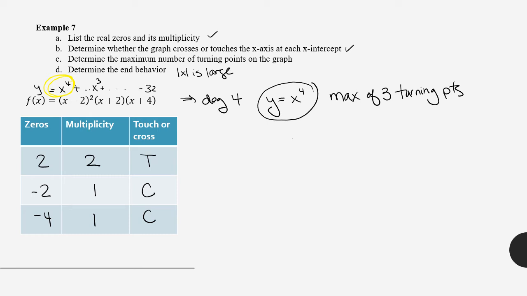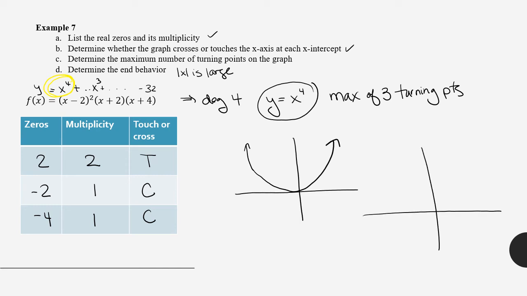Okay, so remember the end behavior tells us where to start and stop the graph. So we need to know where to start because otherwise we don't know whether it's the second or the third quadrant. And then we should be ending in the first quadrant here, because this is basically what the graph of y equals x to the 4th looks like.